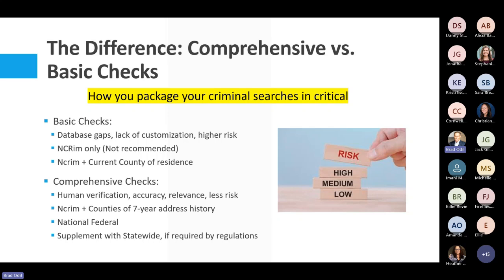We want to look at accuracy. That's what we do. We've got an order review team that is digging in on all these records. As we said a minute ago, we've got to have those 3 personal identifiers to make sure we've got the right person.